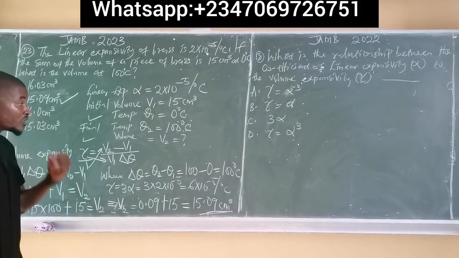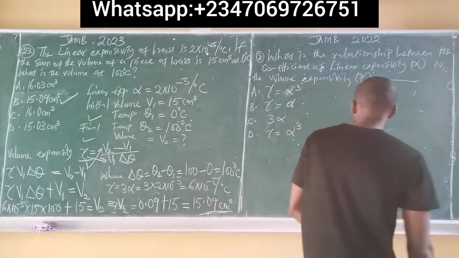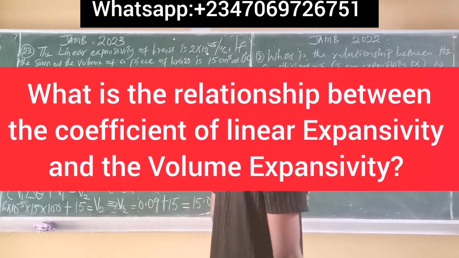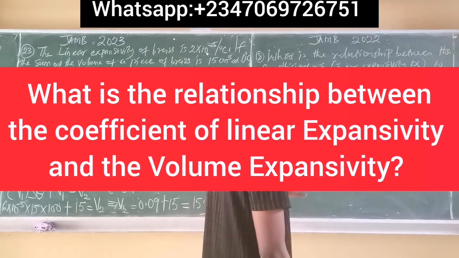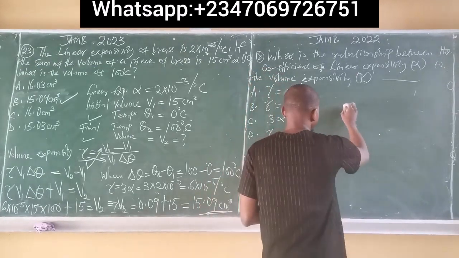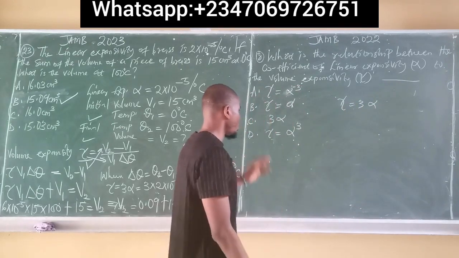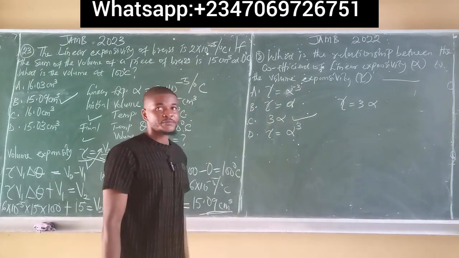Let's move now to the 2022 question. The 2022 question says, what is the relationship between the coefficient of linear expansivity alpha and the volume expansivity gamma? So it's simple. I already explained that earlier. Volume expansivity gamma is actually 3 times linear expansivity. So option C, 3 alpha, is the correct option.